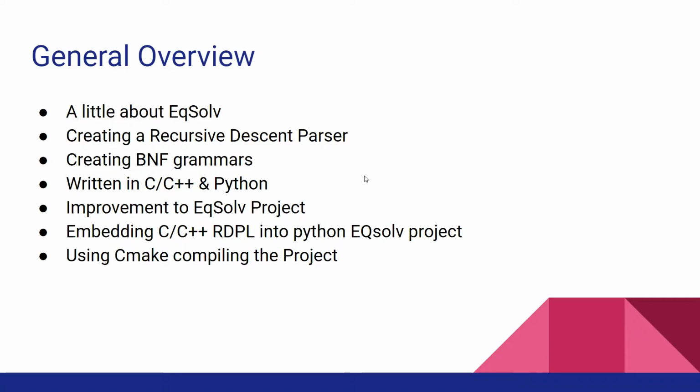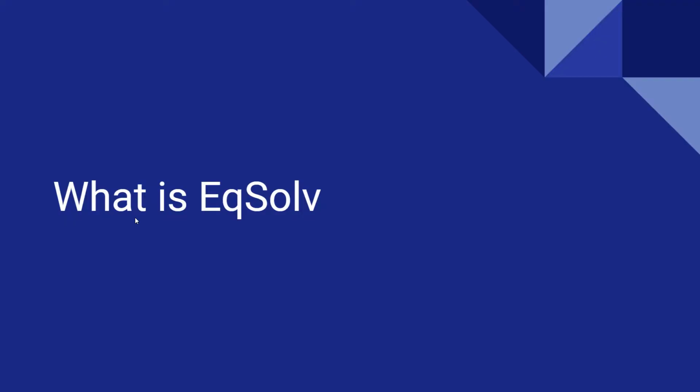Here's our general overview. Today we'll tell you a little about EQ, the way we created a recursive descent parser, as well as the way we created BNF grammars, which we wrote in C, C++, and Python. We took an original EQ project and embedded C and C++ recursive descent programming libraries into the Python EQ project, and then we compiled it by using CMake.